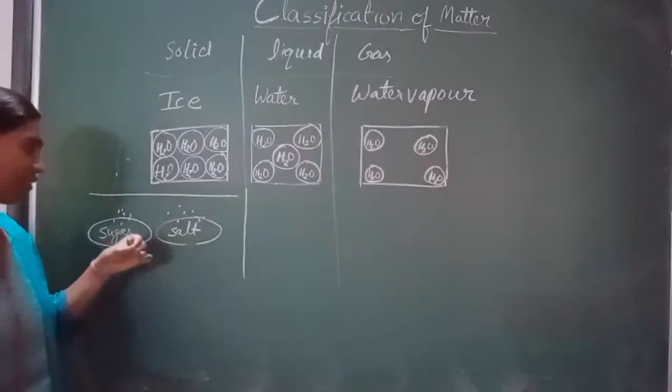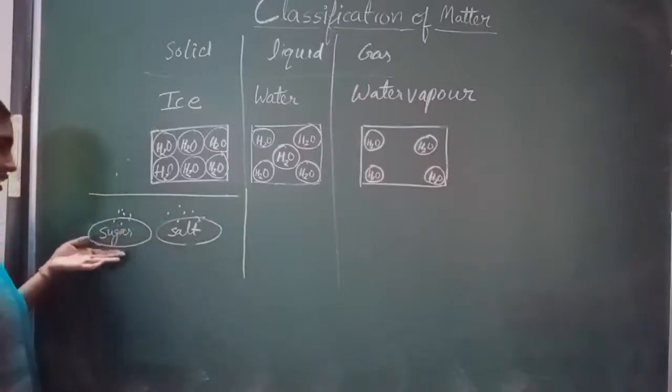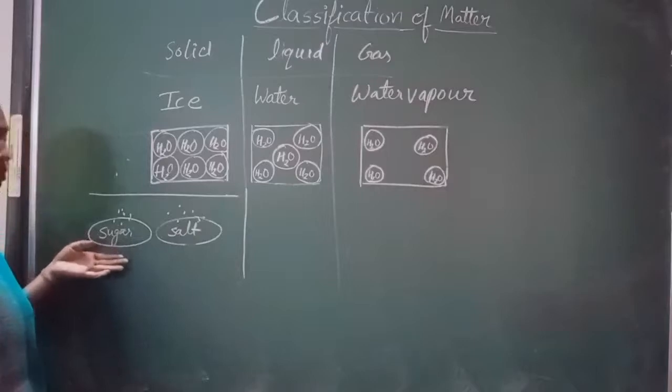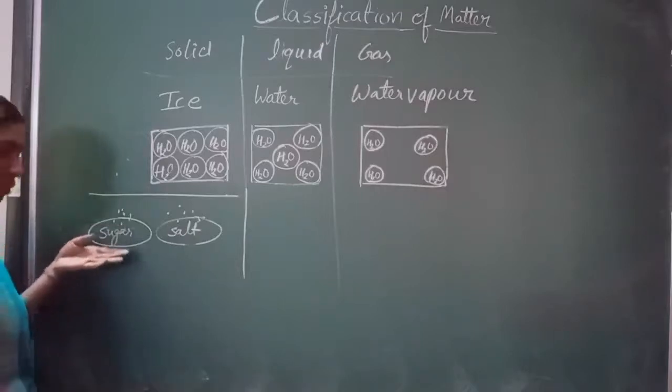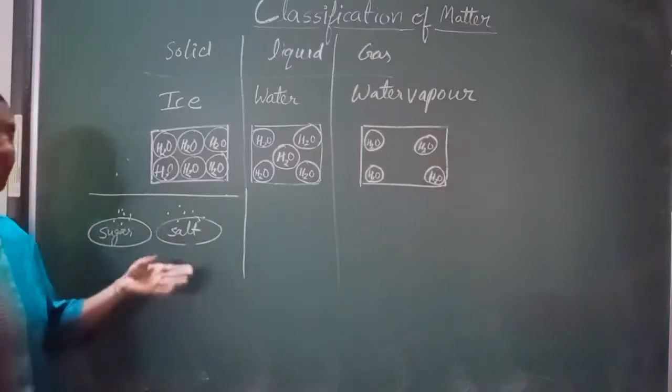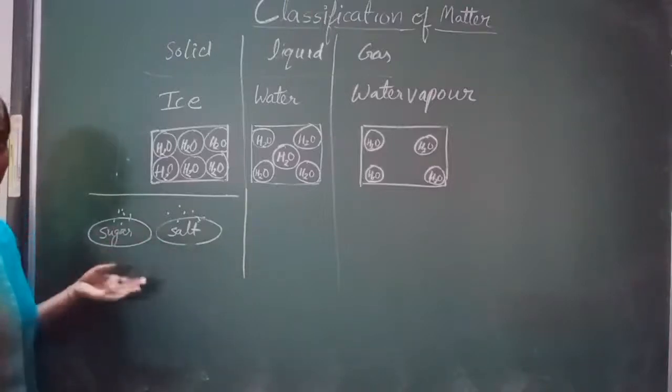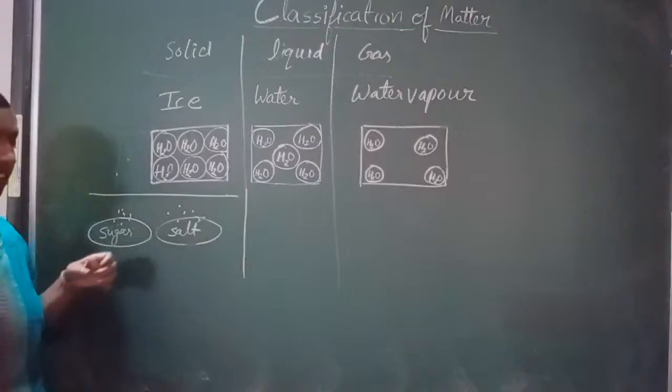If it is ground very finely, sugar, which comes in crystals, will look like salt. So how will you differentiate salt and sugar? It will look the same. So are they same or different?